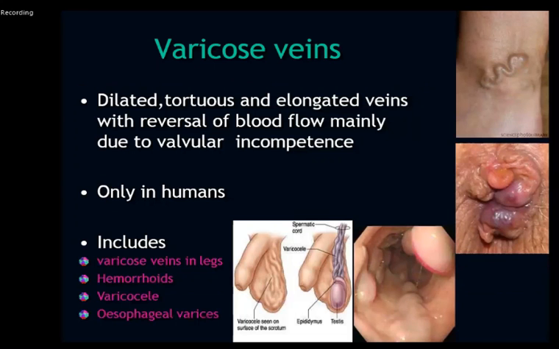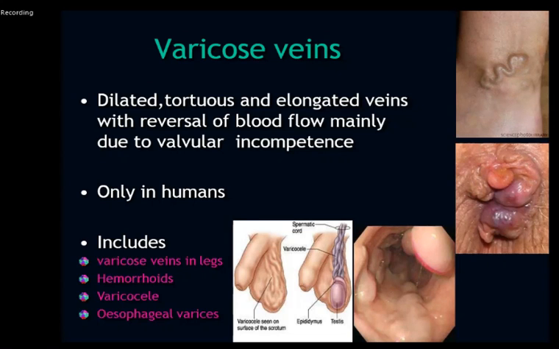So now come to the varicose veins. These varicose veins are dilated, tortuous, and elongated veins with reversal of blood flow mainly due to valvular incompetence. Varicose veins only occur in humans because of the erect posture, and they have only legs to walk. Animals have 4 legs and less effect of gravity. So in 4-legged animals, this is uncommon.